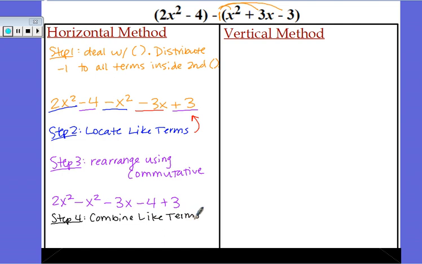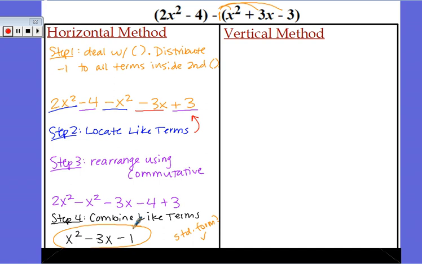So I have 2x squared minus x squared, which gets us 1x squared. Simplified, I can write that as x squared. The minus 3x has no like terms, and then negative 4 plus 3 is a negative 1. Again, we always check for standard form. So is it descending by degree? The degree of the first term is 2, the degree of the second term is 1, and the degree of the last term is 0. So it is in standard form, which means this is my simplified polynomial.